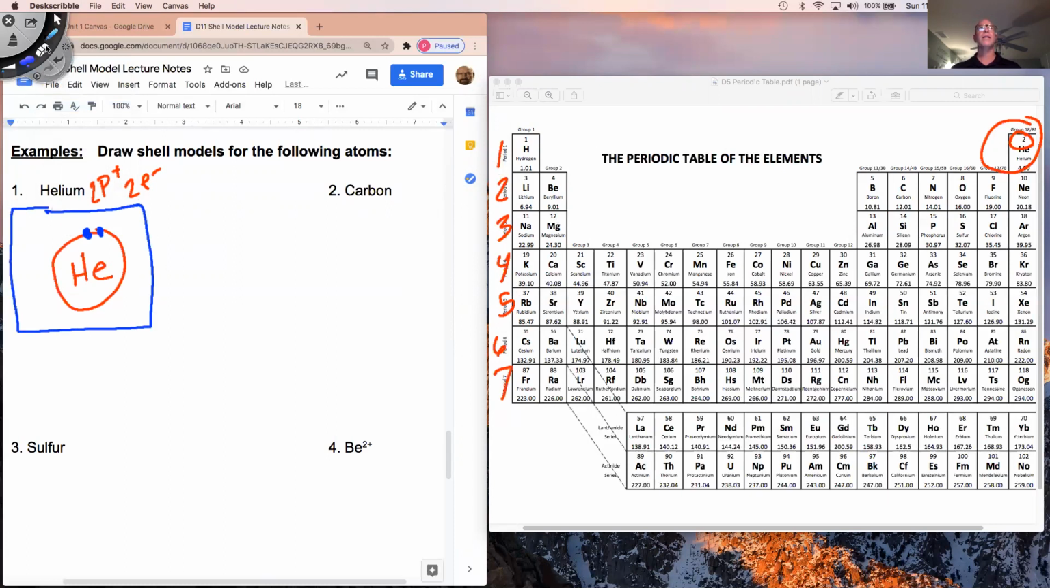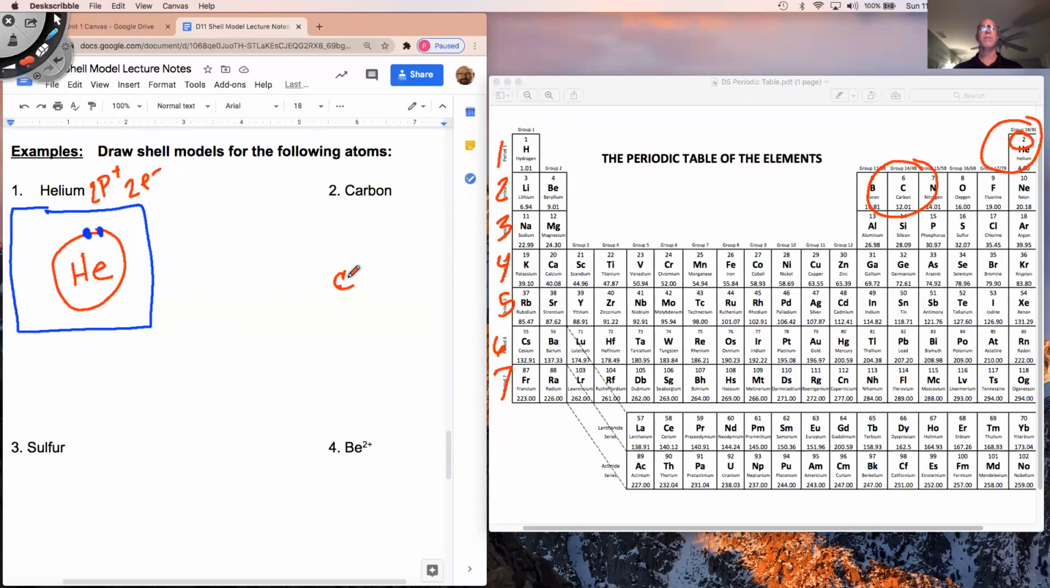All right, let's take a look at the next one. Let's look at carbon. Here's carbon. Now, if you'd like to, why don't you stop the computer and try to draw carbon on your own. What row is carbon on? Second row. It means it's going to have 2 orbitals.